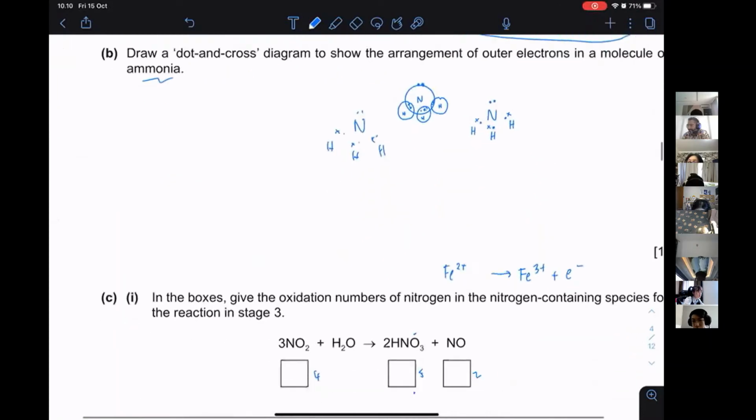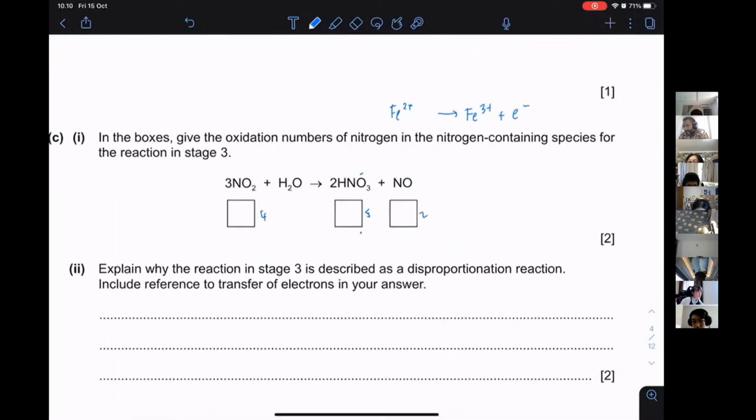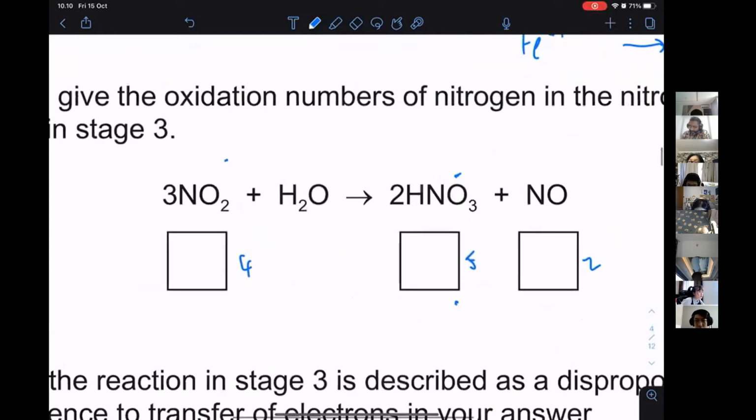The next question: in the boxes, give the oxidation number of nitrogen in the nitrogen-containing species. Do remember oxygen is always -2. If you want to find N, just put X plus 2 times -2. This is a neutral molecule, so it equals 0. Then you will have X equals +4. Please remember, we don't simply put 4, you must put +4.